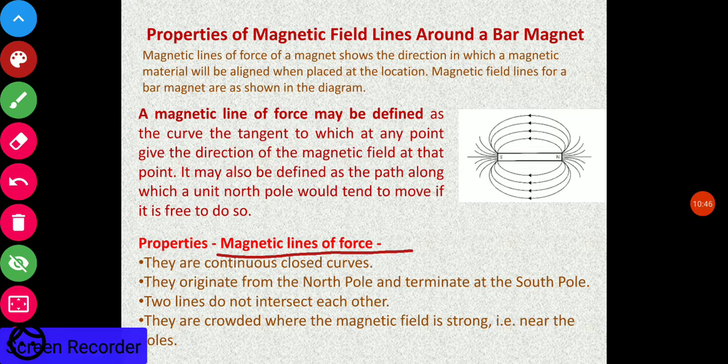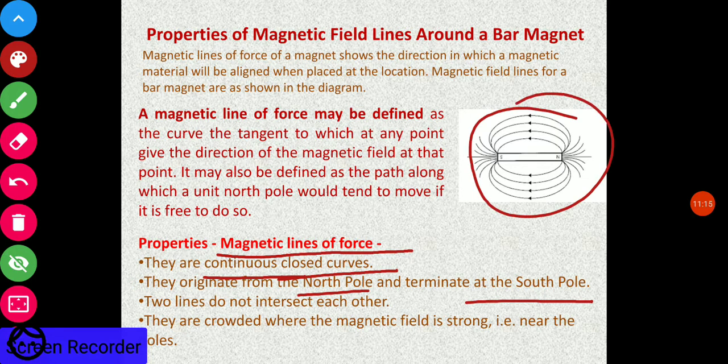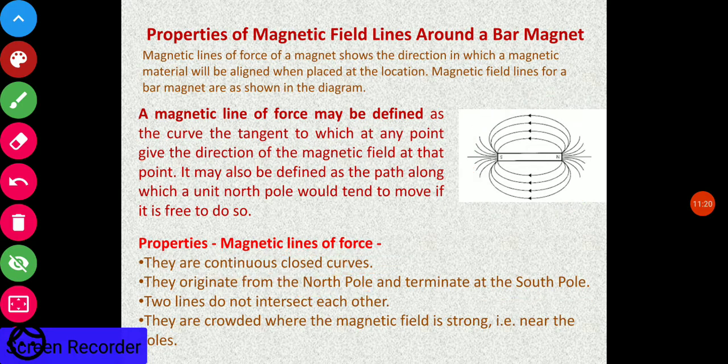Now, properties of magnetic lines of force. There is quite a similarity with electric lines of force. The magnetic lines of force are continuous, just like electric lines of force. But here they are closed curves. Electric lines of force are not closed curves. They start from positive and end at negative. Here also they originate from the north pole and terminate at the south pole, but inside the magnet they move from south to north, and always the magnetic lines of force form closed curves.